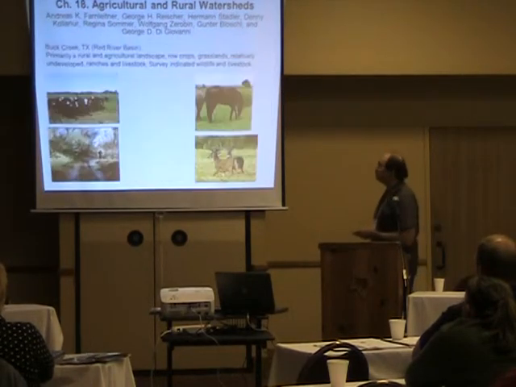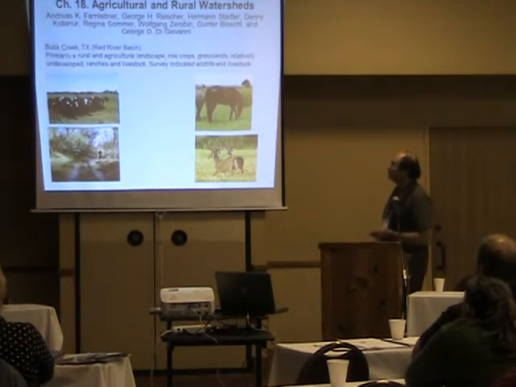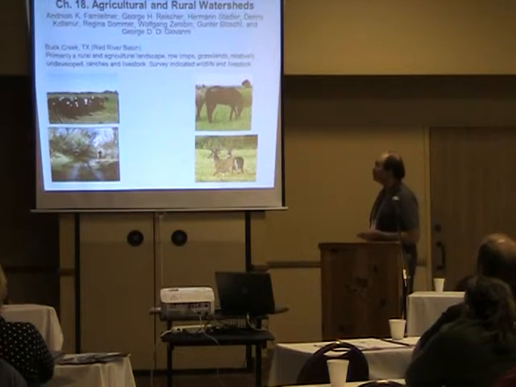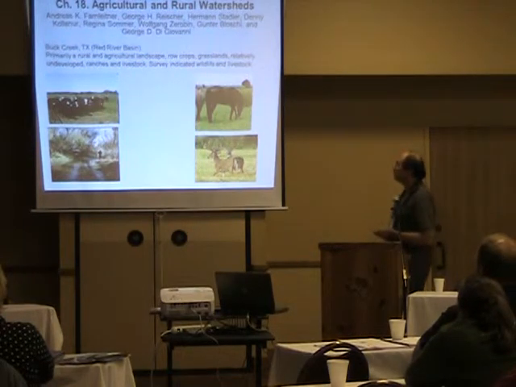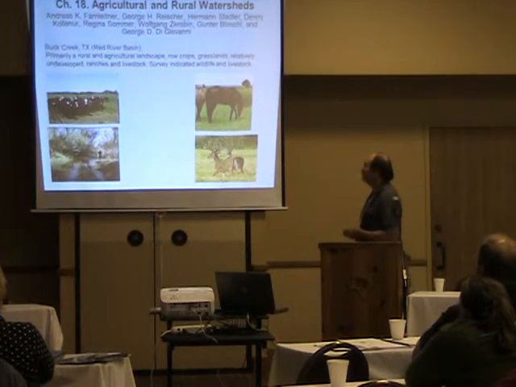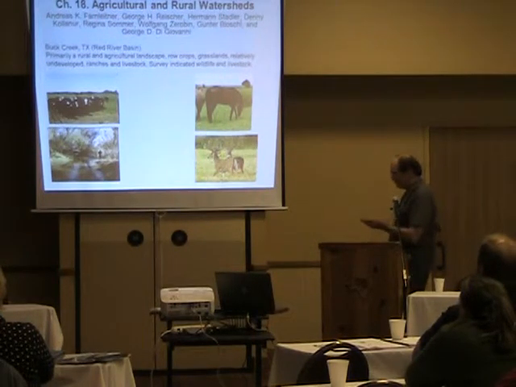Let's move to a simpler one. Buck Creek, the Red River Basin, primarily a rural and agricultural landscape. Row crops, grasslands, relatively undeveloped, ranches and livestock, sanitary survey indicated primarily wildlife and livestock.